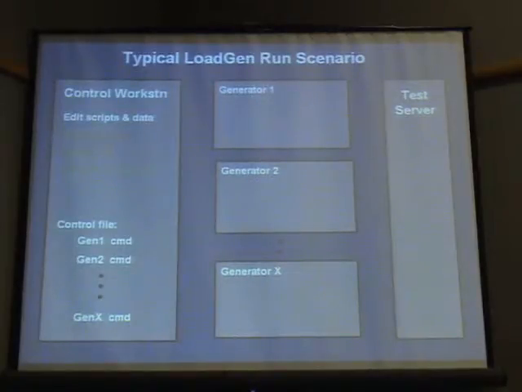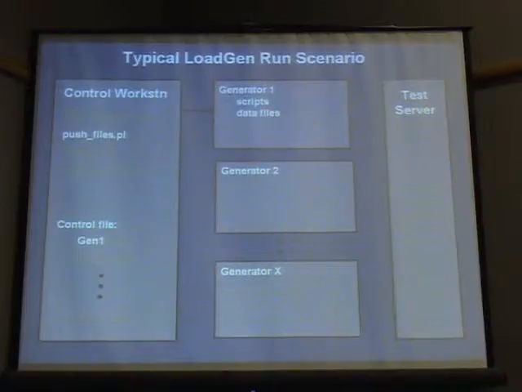So the first step is to edit scripts and data, and also the control file if that needs editing. Next, you go to a script called pushfiles.pl. Again, here we're just using the generator host name from the control file. It pushes scripts out to the first generator, and then it steps down through the control file to the next generator, etc., through all the generators until you get to the last one. And then all the scripts and data files are pushed to the generators.